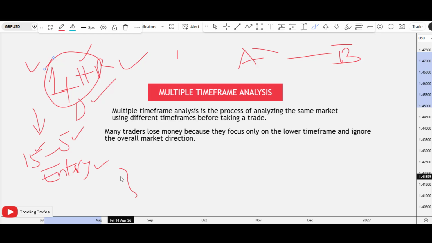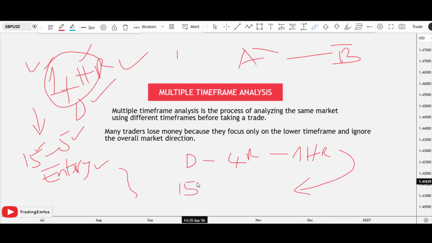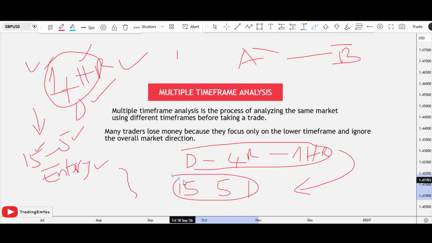That is all. What I'm saying is you use the daily, the 4-hour, or even the 1-hour time frame to get your direction. Come down to the 15 minutes, 5 minutes or 1 minute to take your entry. You use the higher time frames to get direction, and you use the lower time frames to take your entries. You can use MT4 or MT5 for this very purpose.